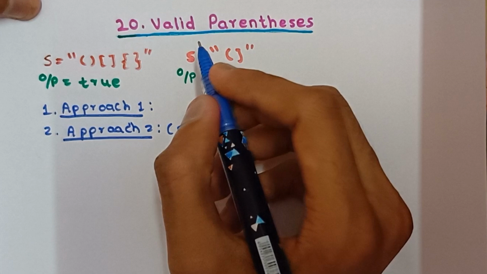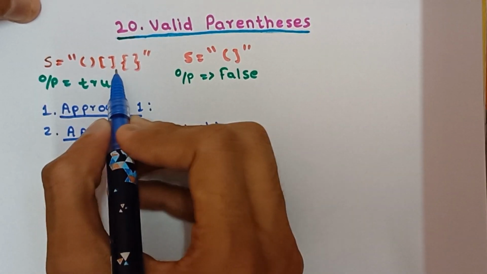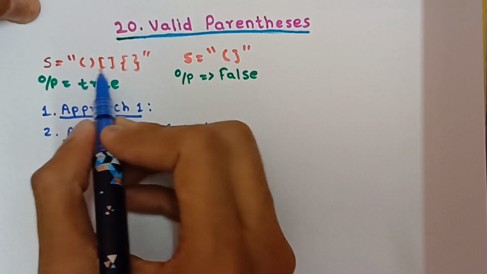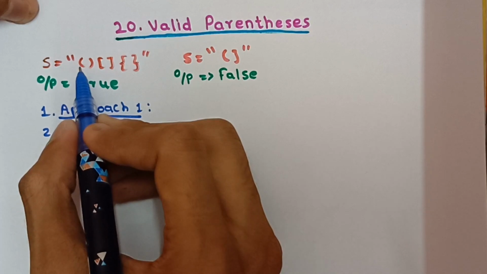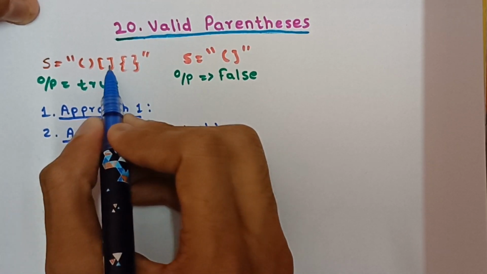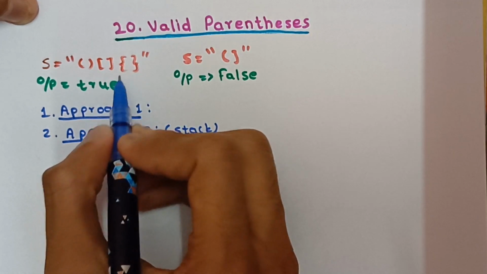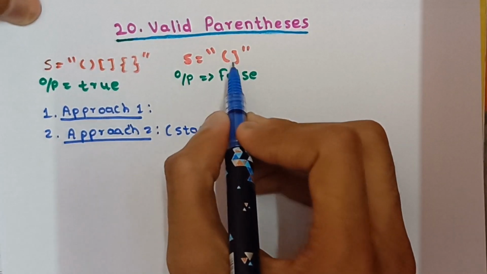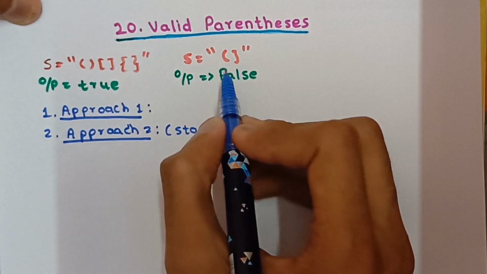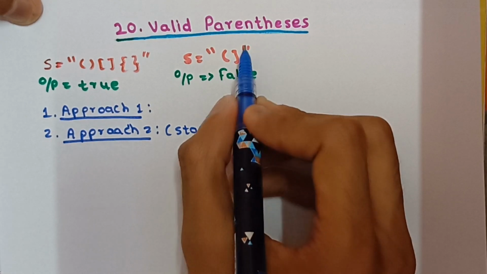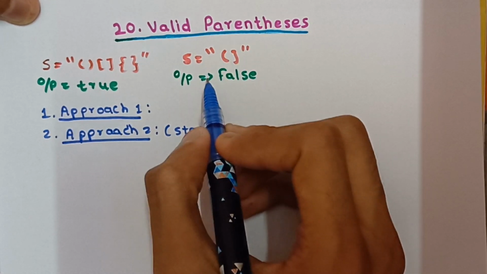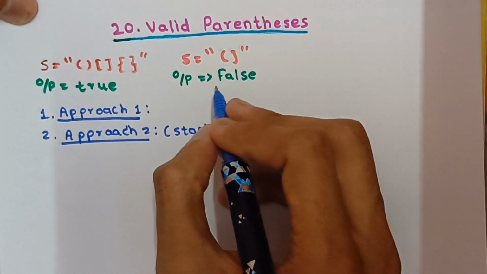Let's understand the problem. The problem says that this is a string. It contains parentheses, opening and closing. Here are curly bracket, square bracket, and rounded bracket. These all have completed pairs, so we return true. If it is not a completed pair, meaning there is an opening bracket and there is no closing bracket, or there is a closed bracket and there is no opening bracket, then we have to return false.